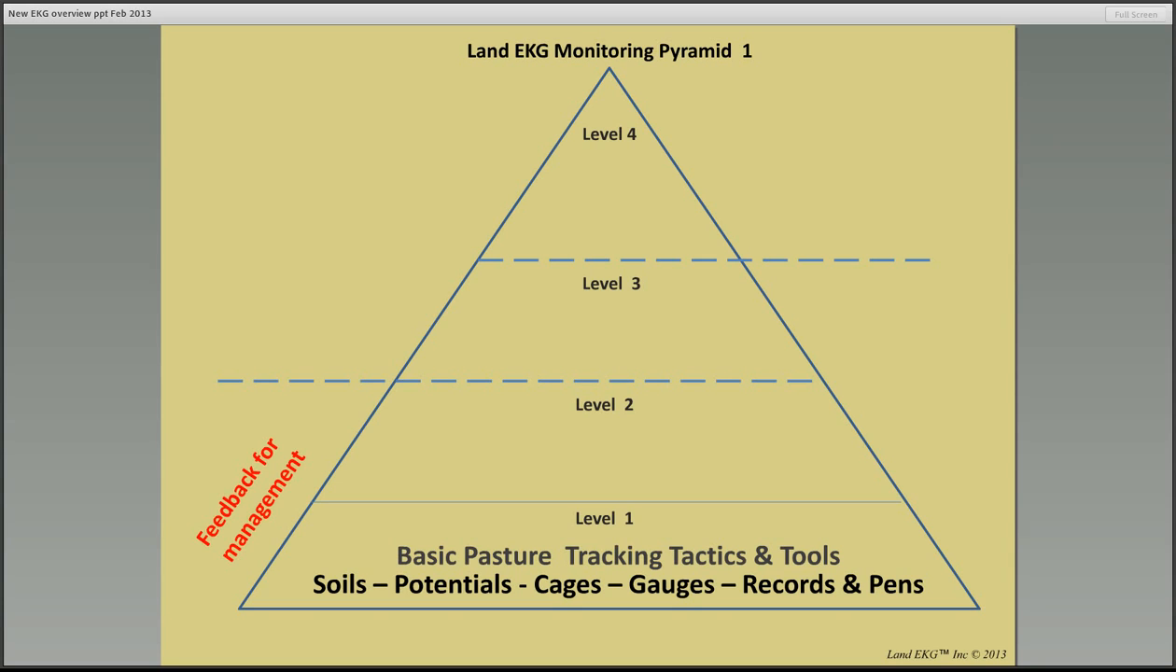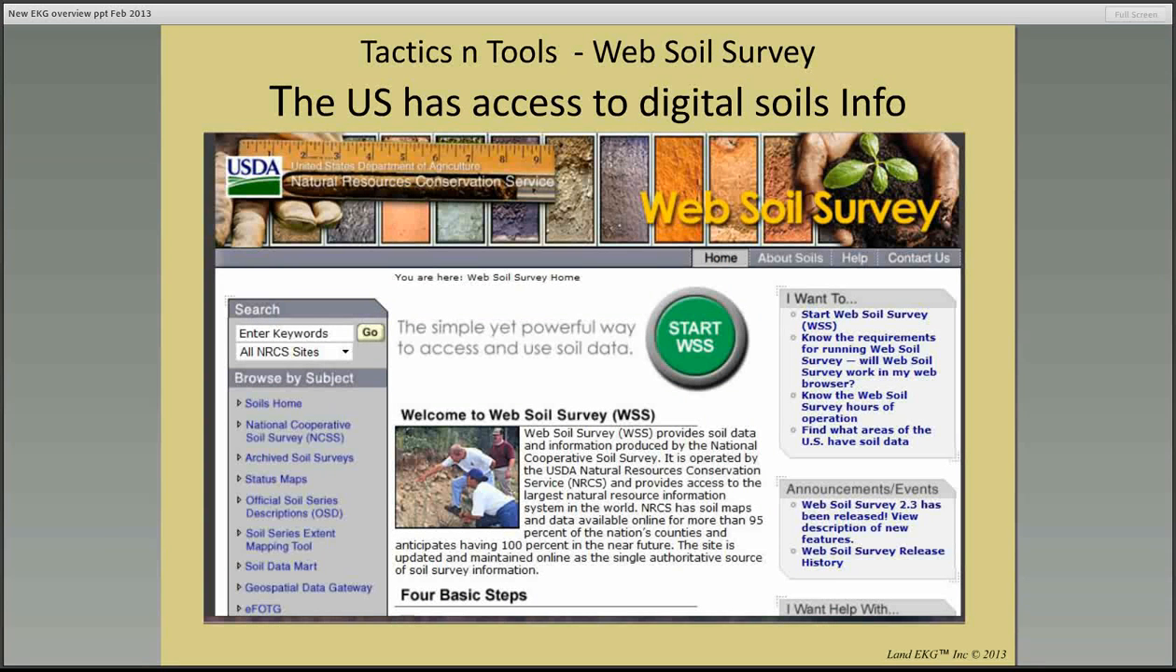But we'll start here on the initial low side, and so effectively just very general pasture monitoring tactics and tools: understanding our soils, some of the potentials of particular areas of our landscapes, using grazing cages, understanding how to use rain gauges, certainly tracking, just keeping track of records, and I call this pens. Recovery pens is the word that we commonly use.